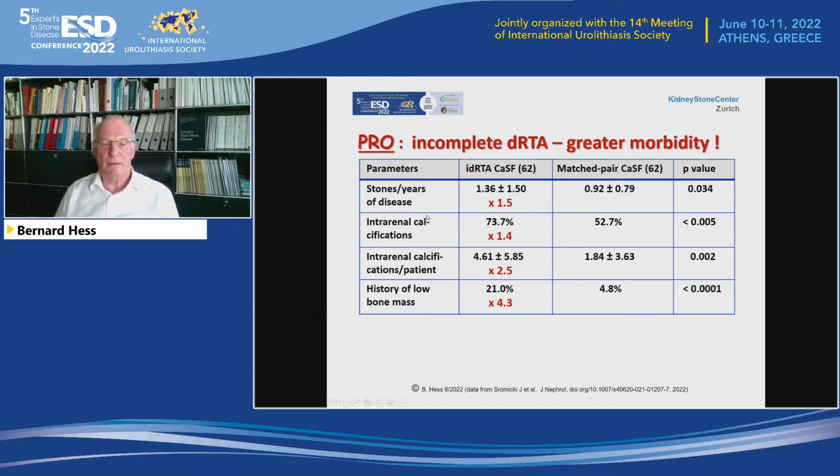The stone disease is more active, number of stones per years of disease 1.5 times higher. We find a higher prevalence of patients with intrarenal calcifications in those with iRTA. If you then went on to CT scans to calculate the number of calcifications that were encountered in both kidneys, 2.5 times more calcifications in iRTA, and a significantly higher percentage of patients with low bone mass in comparison with the idiopathic calcium stone formers.